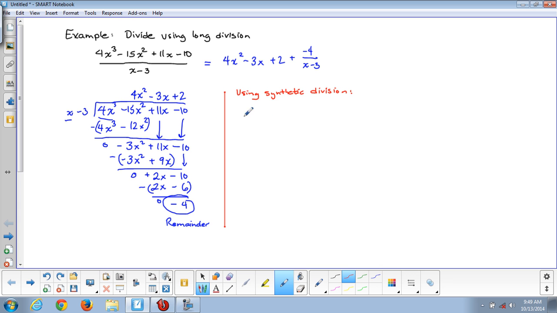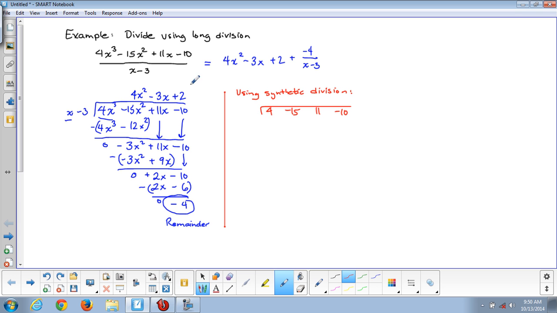Okay? So we set up our problem similar to long division. We go ahead and write our, we called this the little house in elementary, but it's our vinculum, our division sign. And instead of putting all our dividend and all our divisor with the variables, we just put the coefficients. So the 4, the negative 15, the 11, and the negative 10.